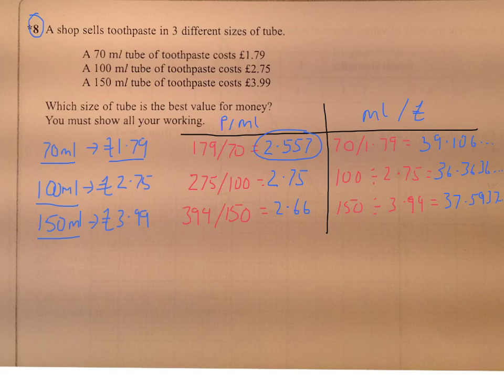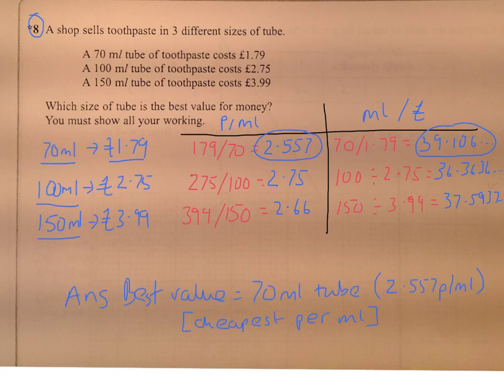On the other hand, if we're doing millilitres per pound, we can see with the first one that I get 70 millilitres for £1.79. So if I divide by £1.79, that'll tell me how many millilitres I get for £1, which in this case is 39.106 millilitres. And in this case, we're looking for the most millilitres we can get per pound, which again is the first one. So our answer is version 1, the 70ml tube, because that's the cheapest rate per millilitre.